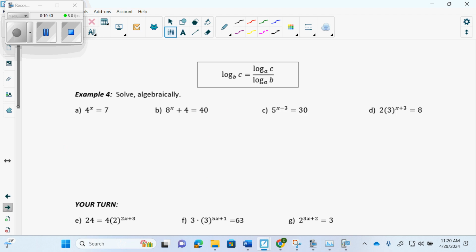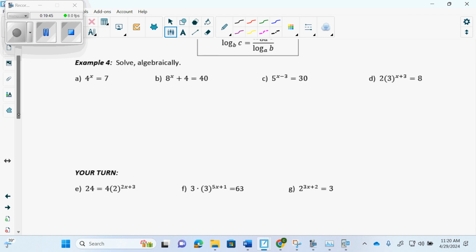What's our problem here? The variable is locked in the exponent, right? Do we know how to get that down? The only way we know how to get it down is by converting it to a log. And we can convert to a log when we have three pieces of information. Does it have three pieces of information? Yes. So I'm going to take this exponential and convert it to a log.